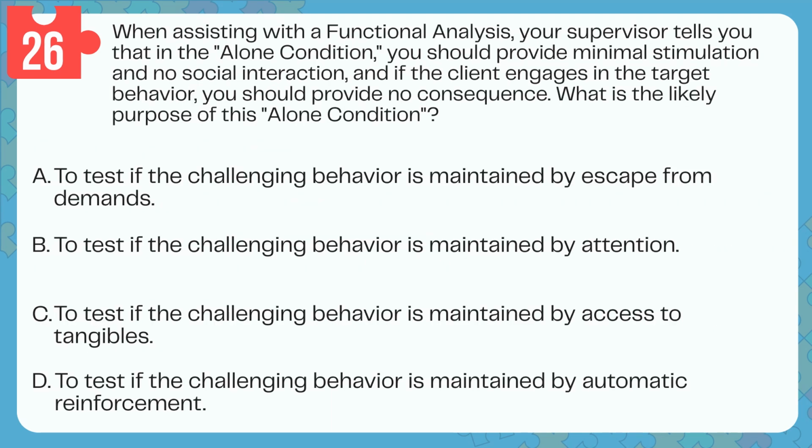Question 26. When assisting with a functional analysis, your supervisor tells you that in the alone condition, you should provide minimal stimulation and no social interaction. And if a client engages in the target behavior, you should provide no consequence. What is the likely purpose of this alone condition? A. To test if the challenging behavior is maintained by escape from demands. B. To test if the challenging behavior is maintained by attention. C. To test if the challenging behavior is maintained by access to tangibles. D. To test if the challenging behavior is maintained by automatic reinforcement.